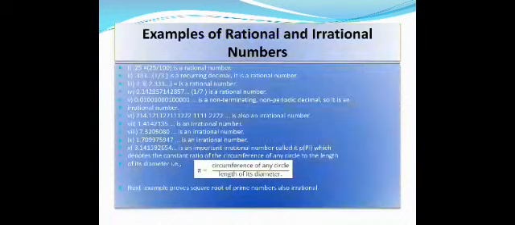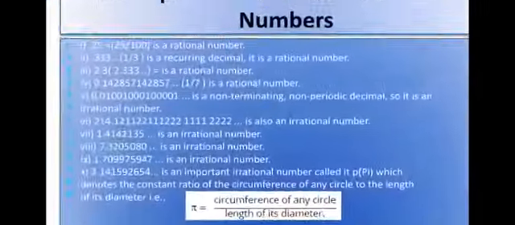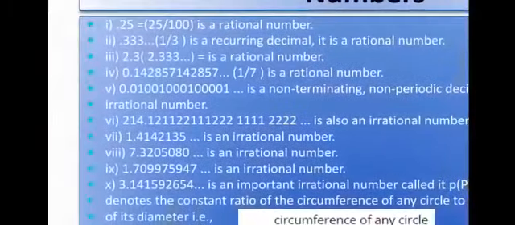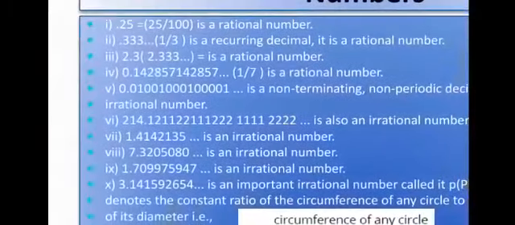Next, these are examples of rational and irrational numbers. In the first example, 0.25, if we convert into fraction, 25 over 100, it is a rational number. 0.333 is 1 over 3, a recurring decimal. The first example is a terminating decimal, the second is recurring, the third is also recurring, and in the fourth one, 1 divided by 7, the values are repeating. The fifth one is non-terminating, non-recurring, so it is an irrational number.